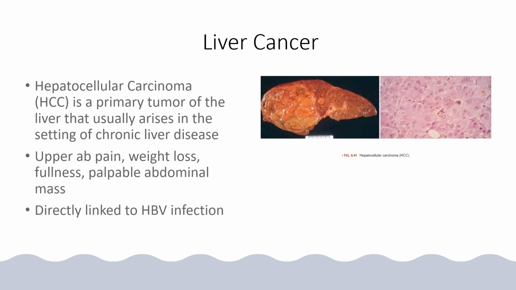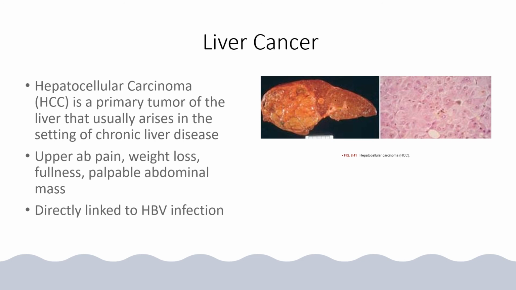And the last pathology that we're going to talk about, because the liver is an accessory digestive organ, it does help in the digestive process by releasing different types of enzymes. We're going to talk about liver cancer. So HCC, or hepatocellular carcinoma, is the primary tumor of the liver that usually arises in the setting of chronic liver disease. So we see HCC with several of the late-stage hepatitis as well.